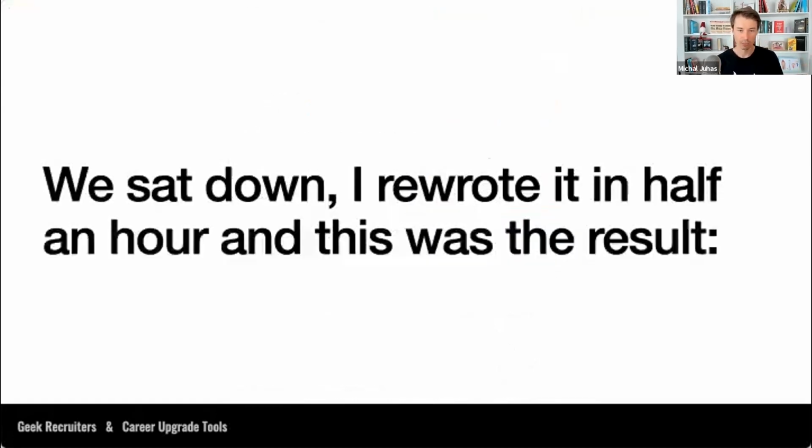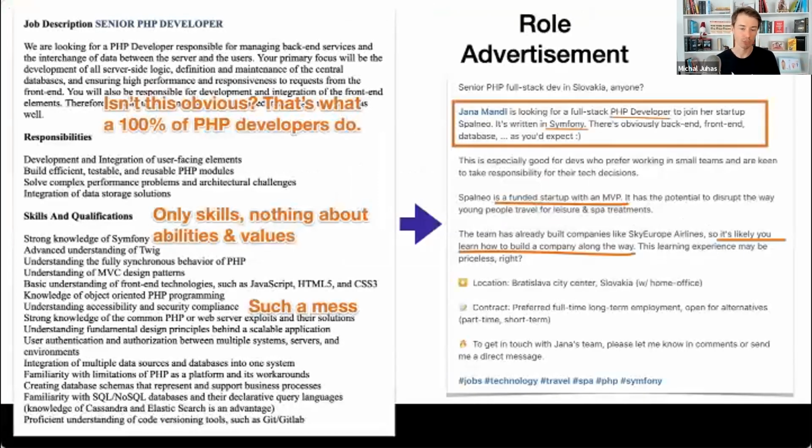So we sat down, I rewrote it in half an hour, and eventually this was the result. We created something that is referred to as a role advertisement. So we take the job description and we create a role advertisement. And you can only do this if you actually understand what the must-have skills are, what the programming languages, frameworks, etc. are. So we looked at the JD and rewrote it to something more compelling to IT professionals.